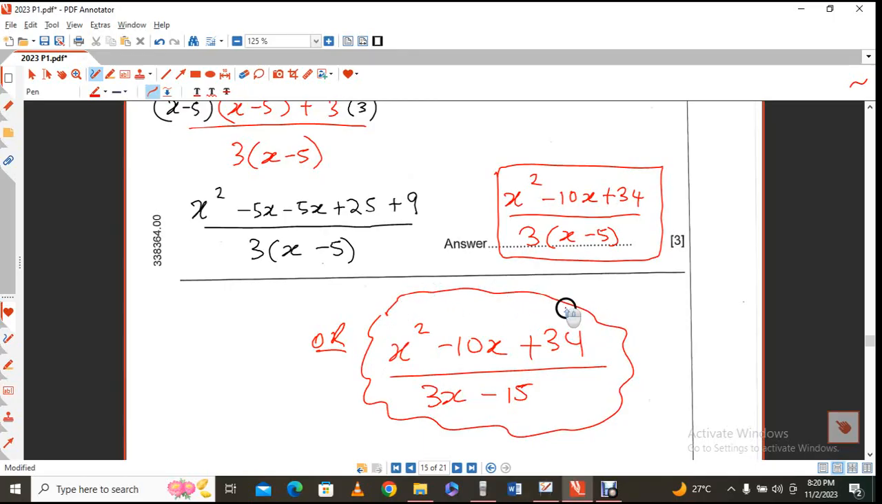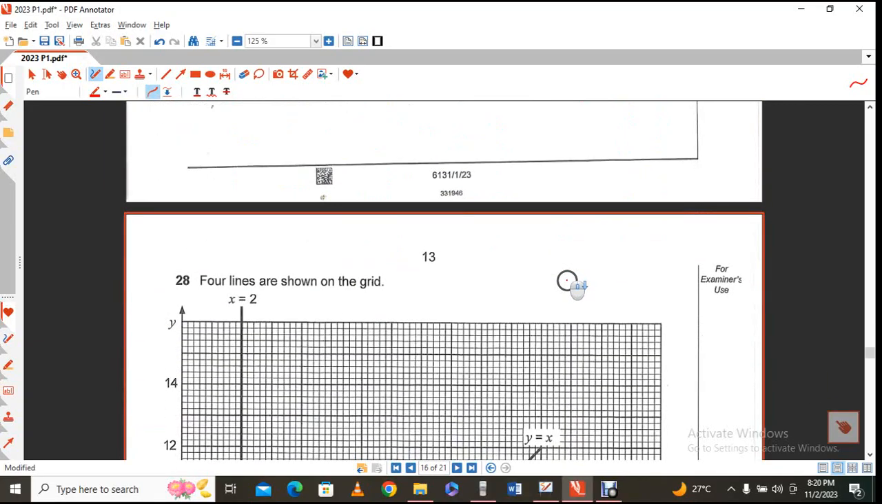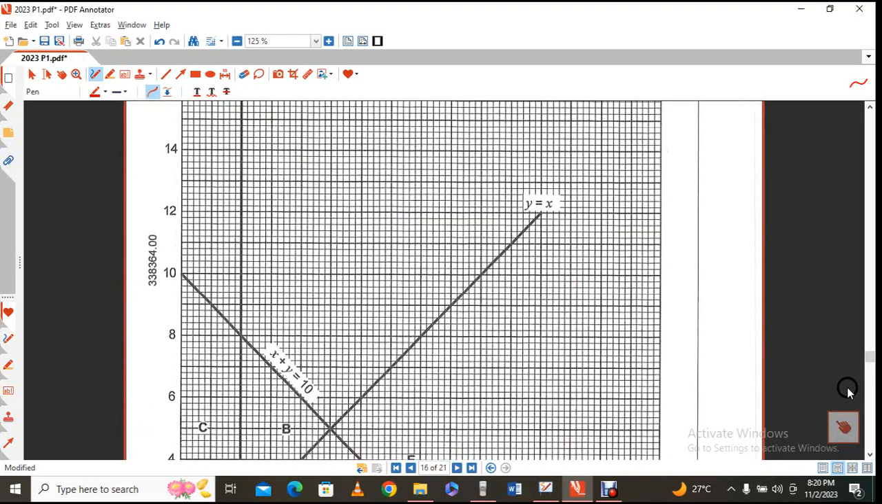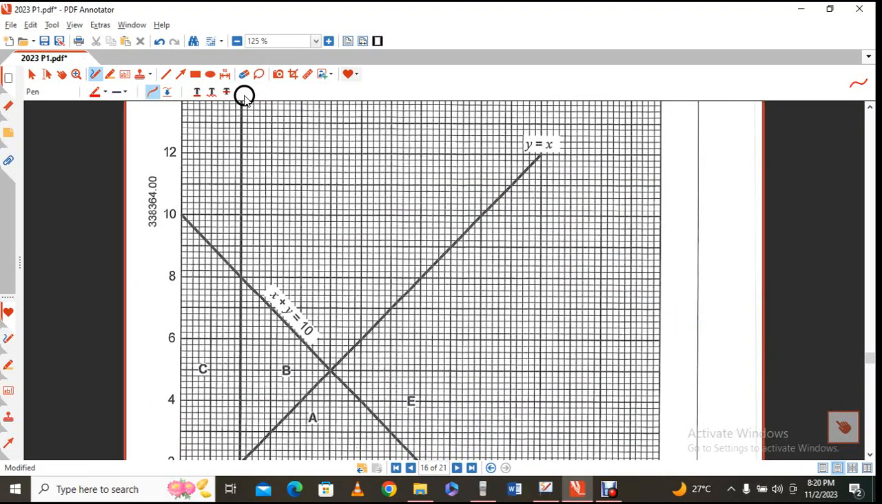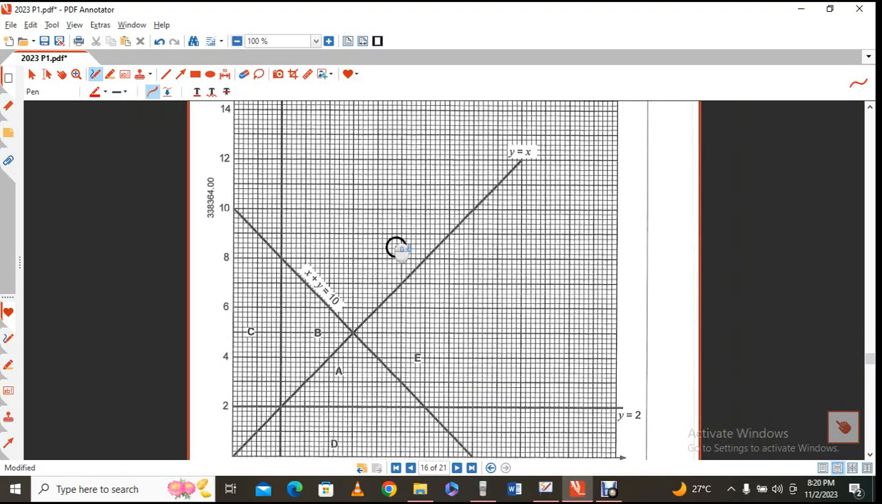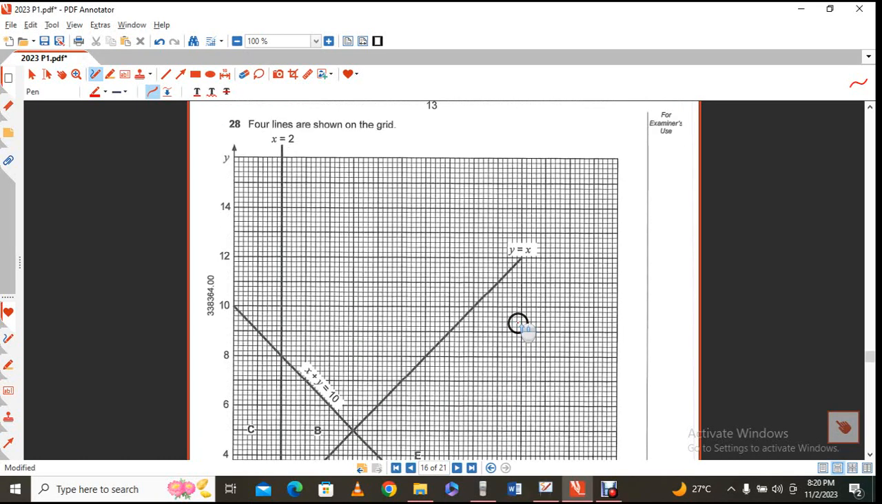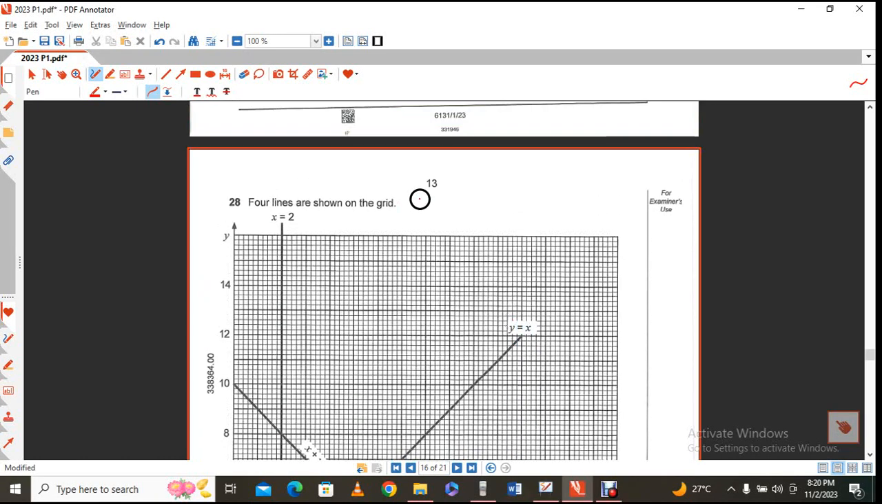Okay, that brings me to question 28. They say 4 lines are shown on the grid. I just have to reduce this because the grid is quite big on this platform. And what they're saying is, which of the letters A to E lie in the region y is less than or equal to 2, x plus y is less than or equal to 10, and y is less than or equal to x. You can see that all of these are less than or equal to. So I'm going to write here so you can just know.